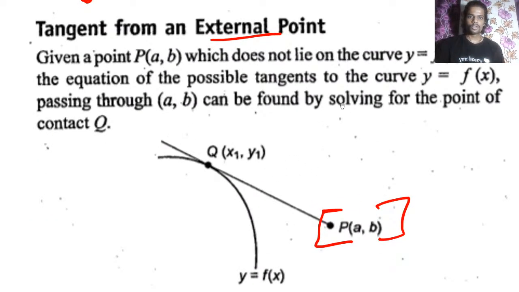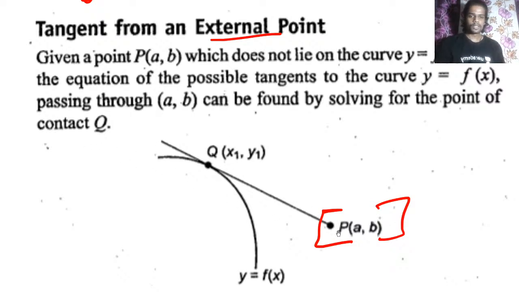Okay, so given a point P(a, b), which does not lie on the curve y = f(x), this point is external to the curve. Then the equation of the possible tangents of the curve y = f(x) passing through (a, b) can be found by solving for the point of contact Q.